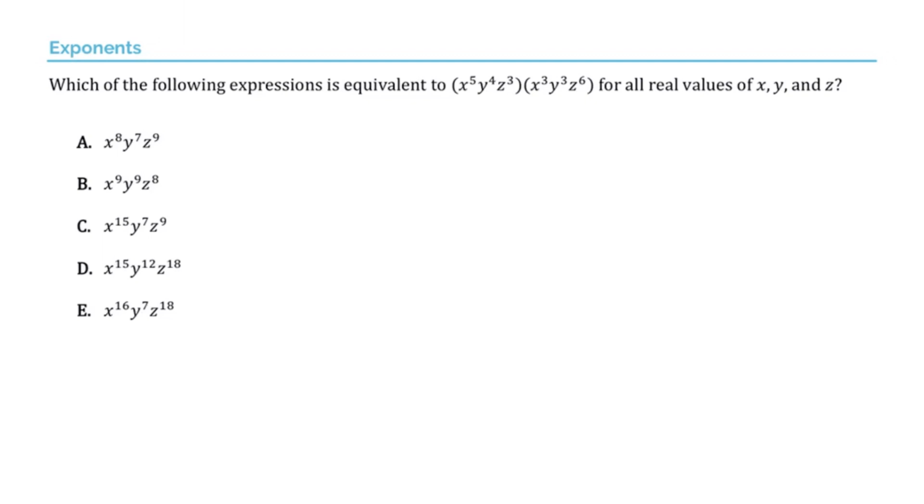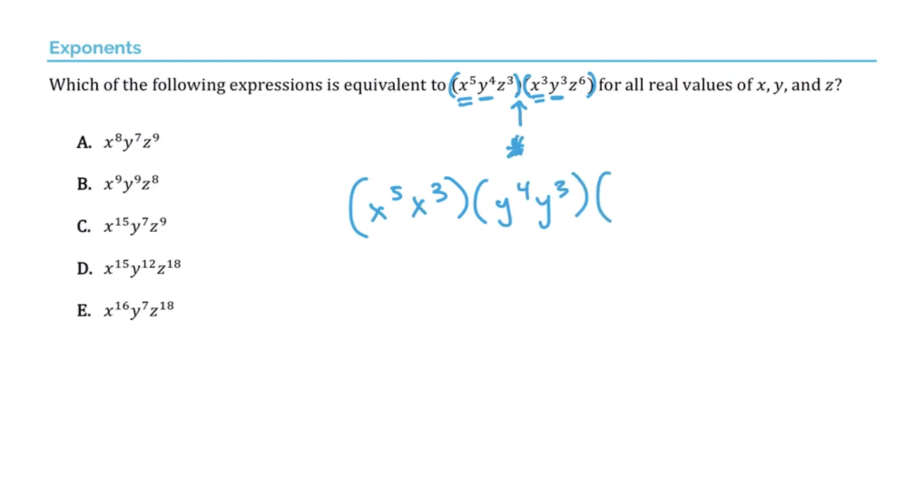So the first thing to know for this question is, remember, if you have these back-to-back parentheses, what you're doing in between is multiplying. Sorry, that was a weird looking multiply. So that means that when I'm multiplying, I'm basically going to have x to the 5th times x cubed, that expression, y to the 4th times y cubed, and then z cubed, z to the 6th.